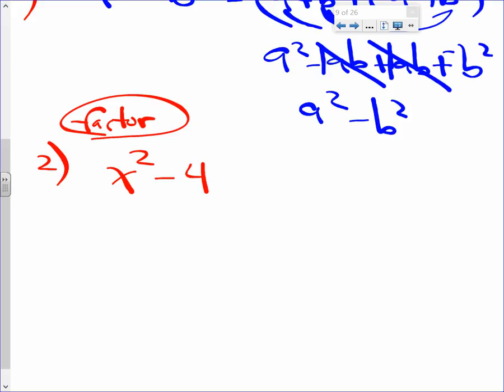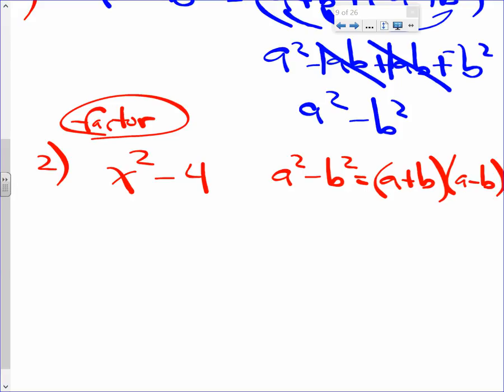Third technique, trinomials where a is not equal to 1. Why not? It's a binomial. So all the techniques I've thrown at you will not work here, which means you're going to use a new technique called difference of two squares, which we're going to add to this later. Difference of two squares says this: a squared minus b squared equals a plus b times a minus b. I'm going to follow this pattern.